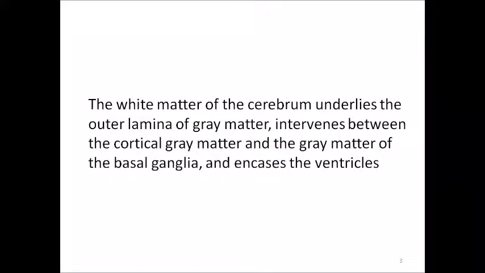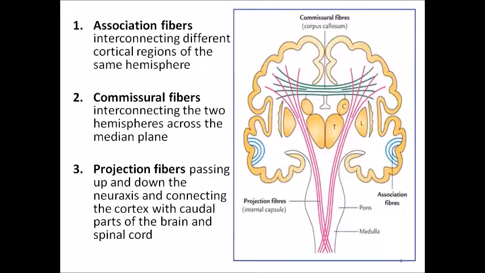The white matter of the cerebrum underlies the outer lamina of gray matter, intervenes between the cortical gray matter and the gray matter of the basal ganglia, in cases the ventricles. White matter has three types of fibers: association fibers interconnecting the different cortical regions but of the same hemisphere. As in this picture, we can appreciate these blue color fibers are the association fibers.